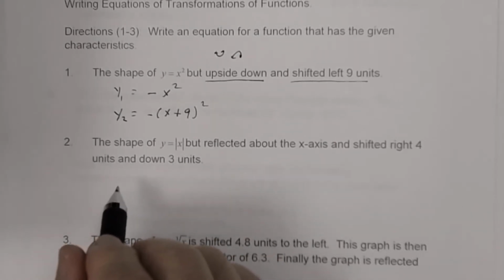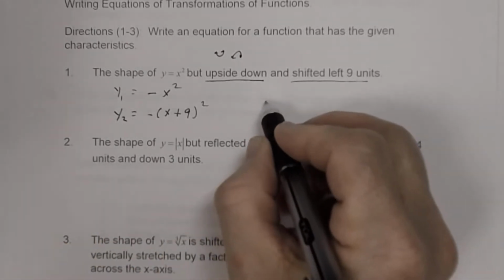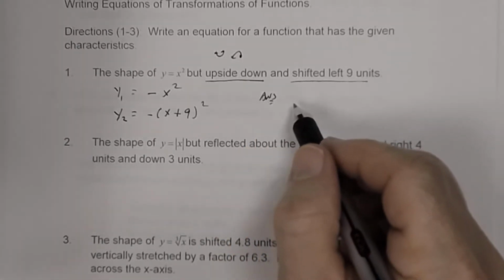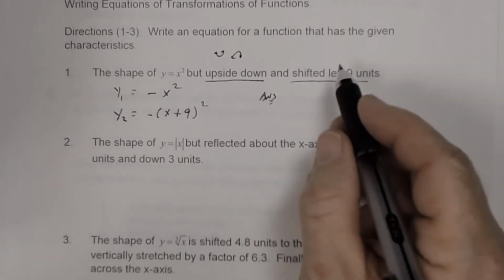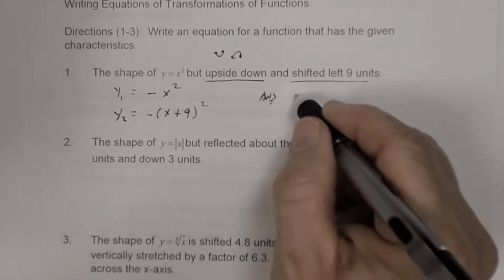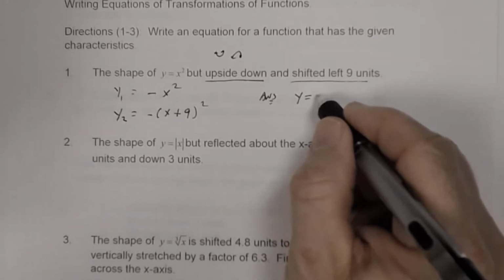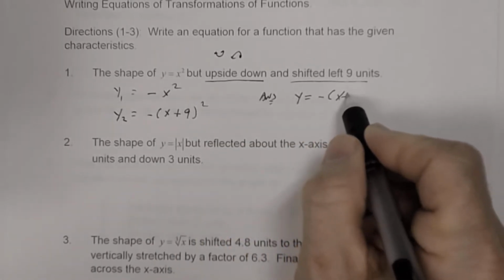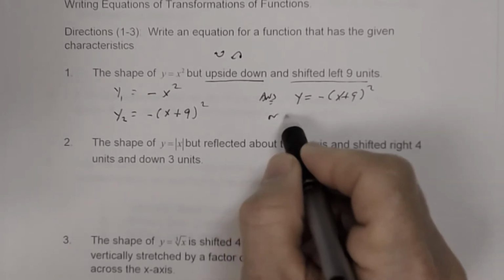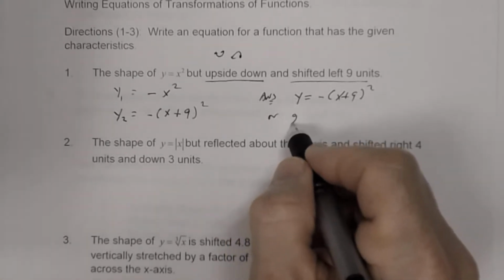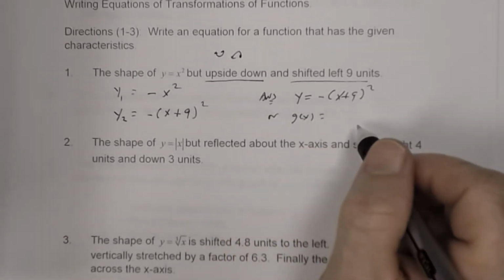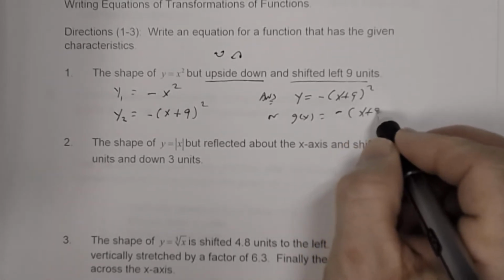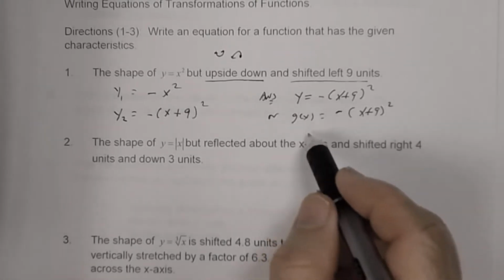Okay. So your answer, you can write this in function notation. You can even say y equals. It doesn't matter. So you could say y equals negative, in parentheses, x plus 9 squared, or you could use function notation and say g of x. It doesn't matter whether you say g of x, h of x, k of x. Negative x plus 9 squared. Either one of those is fine. That's your answer.